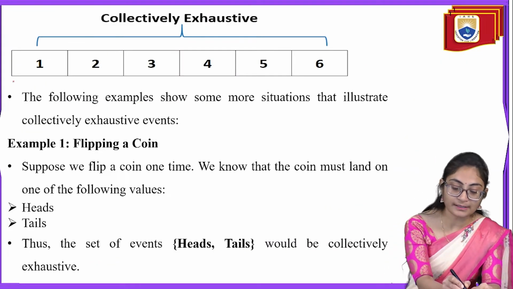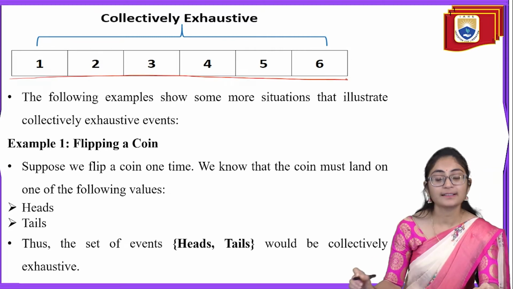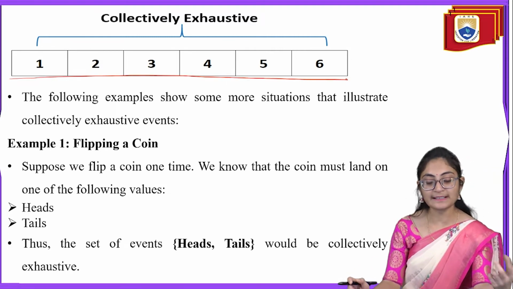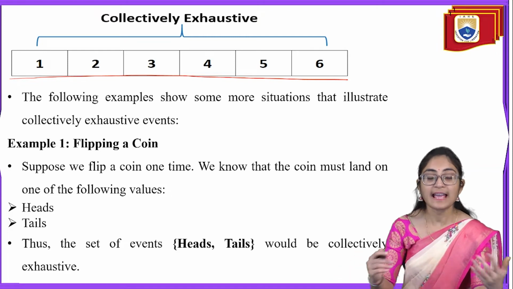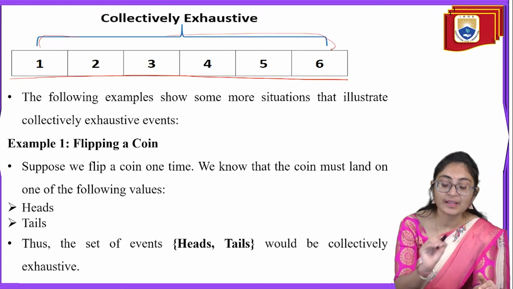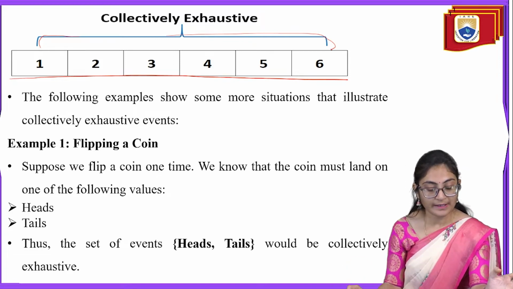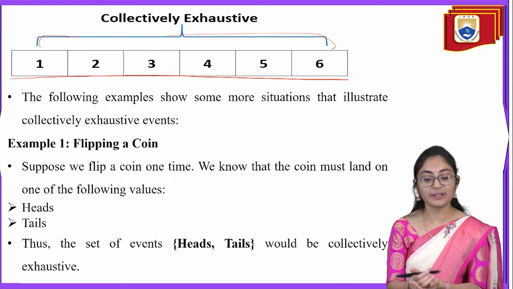Now we can see here a table containing the rolling dice numbers 1, 2, 3, 4, 5, 6, and these values are all collectively exhaustive. We can even take another example, flipping a coin.